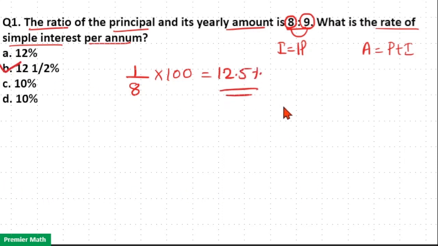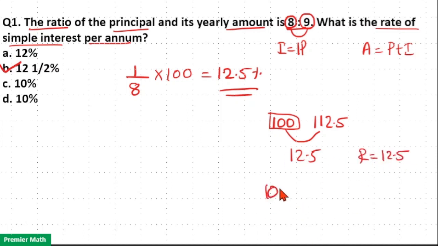That is, for example, if I invest 100 rupees in the bank, after 1 year, I got 112.5 rupees. That means the difference between the amount received after 1 year and the amount invested initially is equal to 12.5 rupees. This 12.5 rupees I got from this 100 rupees. So, rate is equal to 12.5%.